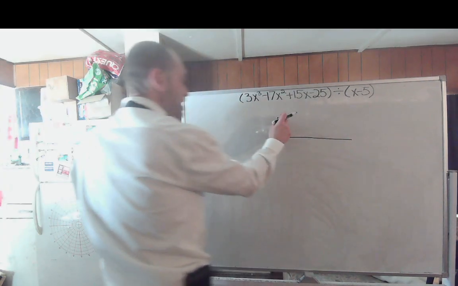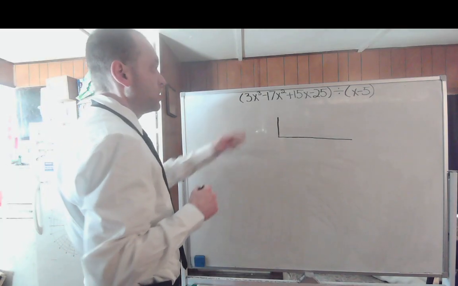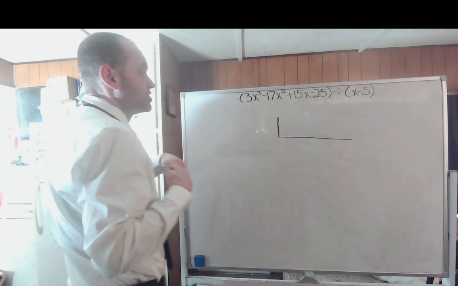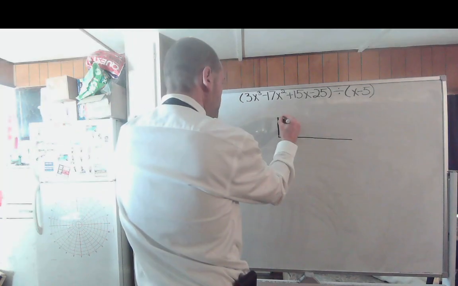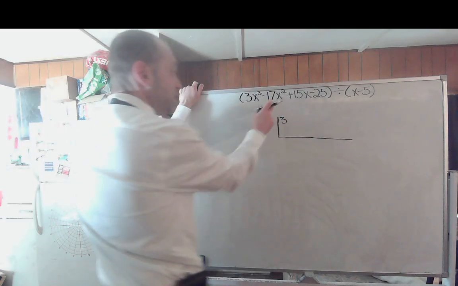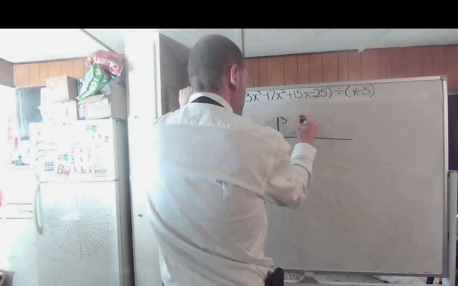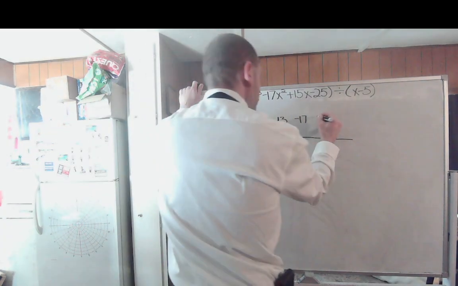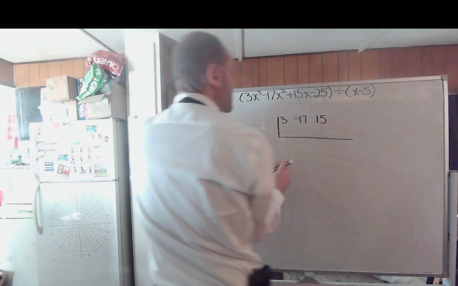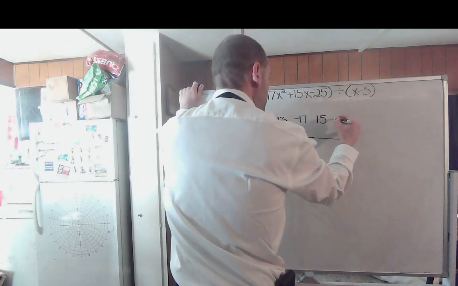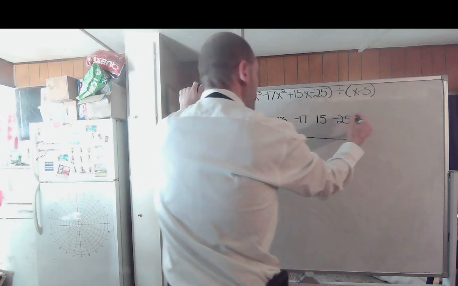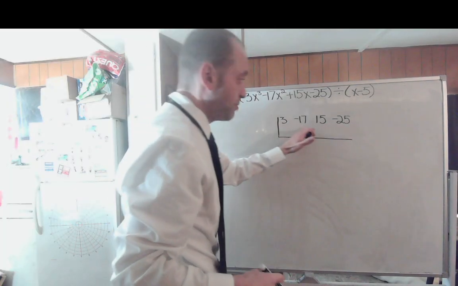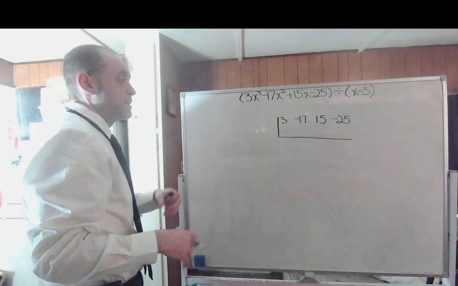So in the top part of the table, you're going to list all your coefficients of the dividend. So the x to the third, you have a 3. On the x to the second, you have a negative 17. On the x to the first, you have a 15. And then on your constant term, you have a negative 25. So as long as you're accounting for the highest power, the constant term, and every power in between, you're good.